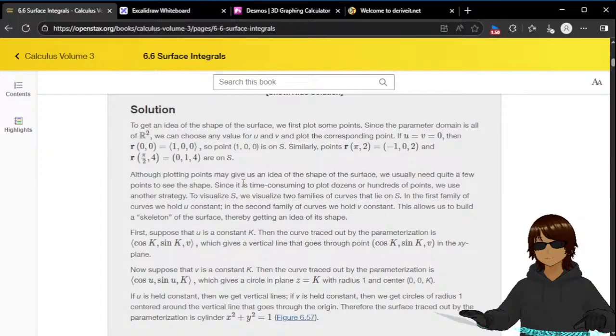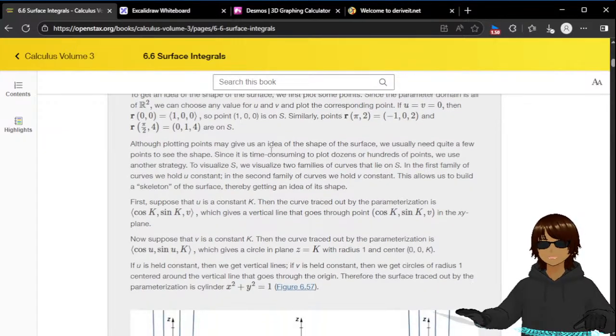To get an idea of the shape of the surface, we first plot some points. Since the parameter domain is all of R squared, we can choose any value of u and v and plot the corresponding point. If u and v are 0, then r(0,0) is (1,0,0). So point (1,0,0) is on S. Similarly, r(pi/2, 1) is equal to (0,1,1) and r(pi/4, 2) are on S.